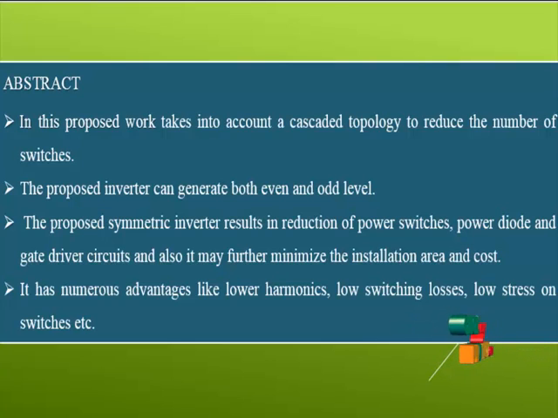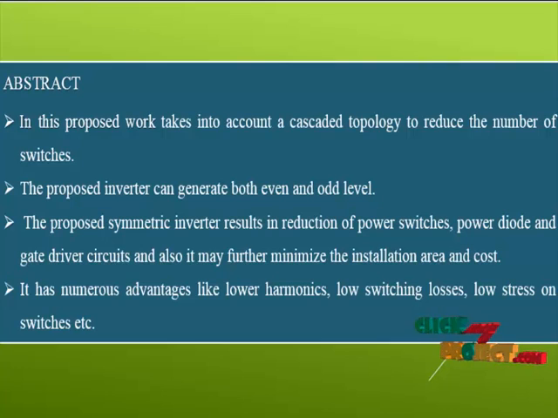The efficiency of this inverter is greatly improved by reducing the number of switches of the inverter. The proposed work takes into account a cascaded topology to reduce the number of switches. To find the effectiveness of the cascaded topology is improvement of efficiency. A simulative study is done to evaluate the effect of the topology with increasing voltage levels.